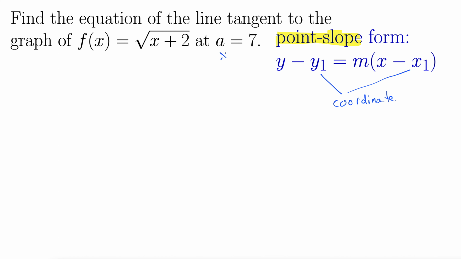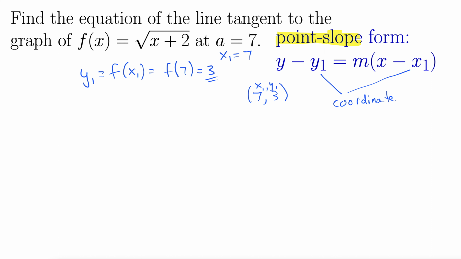Well, we're given the x value, so we'll call this a is actually x1 is 7. So then to get the y1, we just take f of x1. Well, that's f of 7, which is the square root of 7 plus 2, which is square root of 9, which is 3. So our point that we're looking at finding the tangent line at is 7, 3. So that's our x1, y1. Okay, so we got that down.